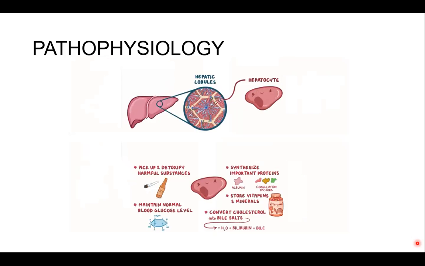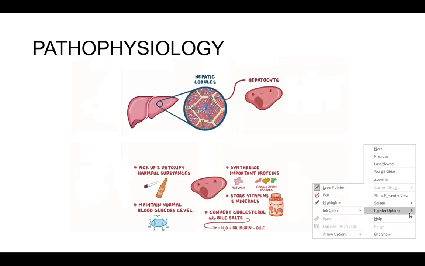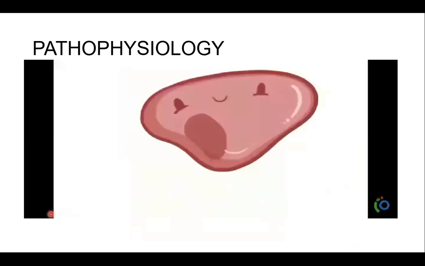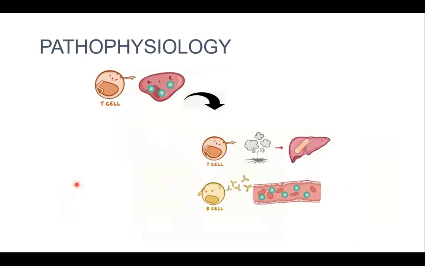So this virus targets the liver, which is made up of functional units called the hepatic lobules. The main cells are called hepatocytes. These hepatocytes pick up and detoxify harmful substances like drugs and alcohol, help maintain a normal blood glucose level, synthesize a variety of important proteins like albumin and coagulation factors, store vitamins and minerals, convert cholesterol to bile salts, which along with water and bilirubin make up the bile. Next, please. So, can you please play the video, Doc?